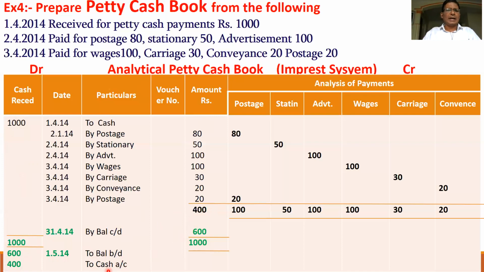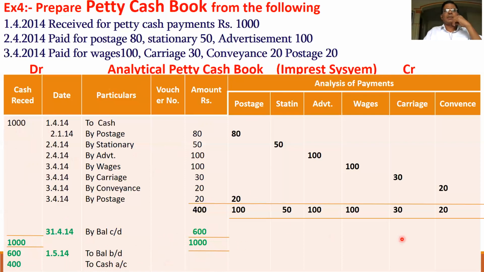Preparing the petty cash book: add all the payments, 400 here, all payments 400 here. The cash received is 1000, minus 400, 600 is the balance. In the impress system, the head cashier is going to reimburse 400, and the total balance at the beginning of the month will become 1000. That's why it's called the impress system of the head cashier.